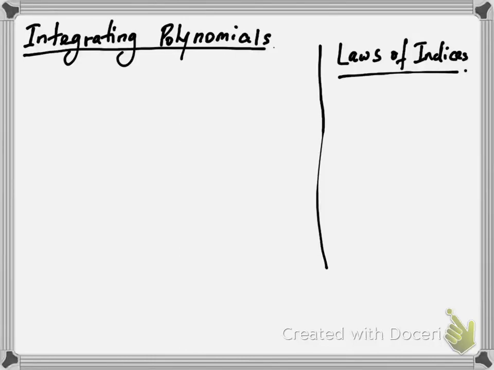We will start with integrating polynomials, and one of the important things at year 13 that we have to remember is the two laws of indices, which are negative powers and fractional powers. So if you have 1 over x to the power n, it is x to the power negative n.